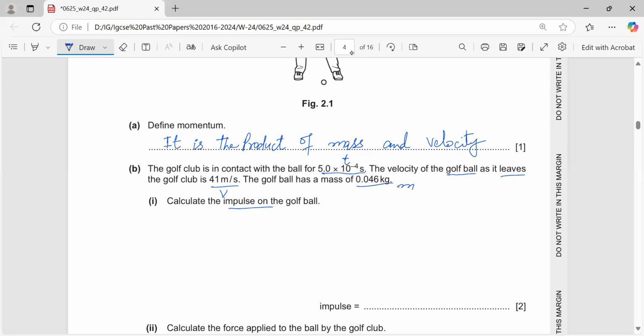Calculate the impulse of the golf ball. Now you know impulse has two equations. Impulse is equal to force times time. We don't have the force. Another formula is impulse is equal to change in momentum. Impulse is equal to change in momentum.